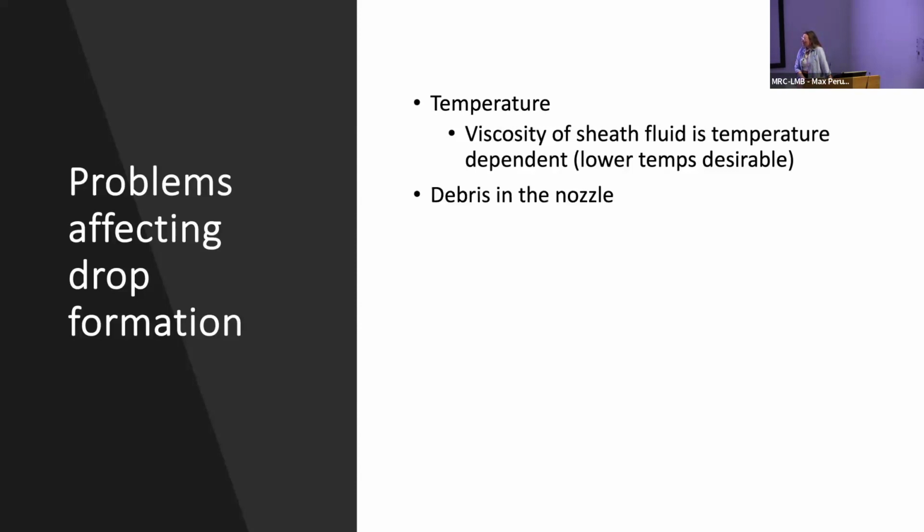Debris in the nozzle, this is, I think, probably a fairly obvious thing, but if you bring your samples and they're not properly prepared, and we get anything stuck in the nozzle, you can imagine that that's going to affect how the droplet is formed and how a cell is placed into a drop, and potentially even clog the machine entirely. So sample preparation is really key. I'll talk about that later.